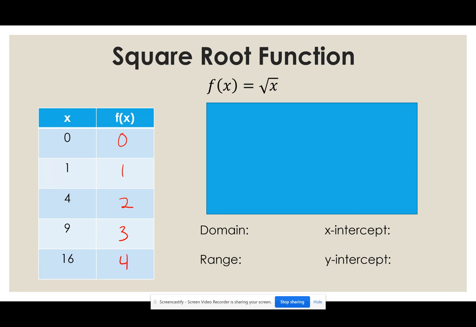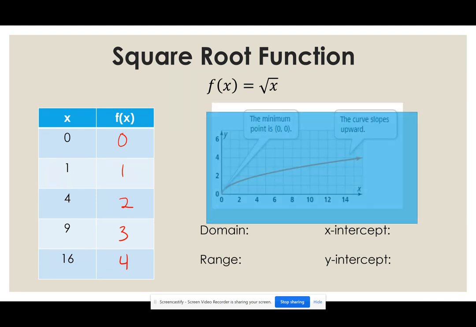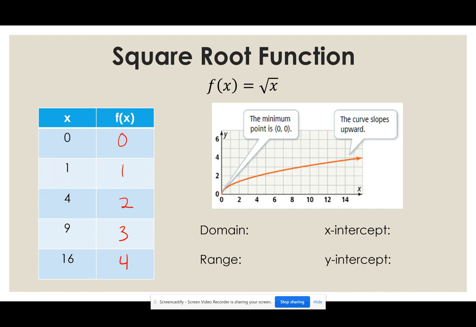So if you notice, I chose x values that represent perfect squares. Okay, that way I don't have any decimals or anything like that. Now, if we were to take all of these x and y values and put them on a graph, the graph would look something like this. So you notice it starts at 0, 0, and it curves upwards towards the right. It kind of looks like half of a parabola tipped over on its side.